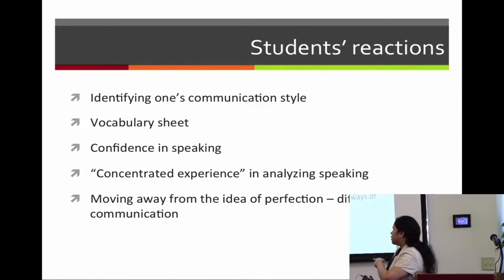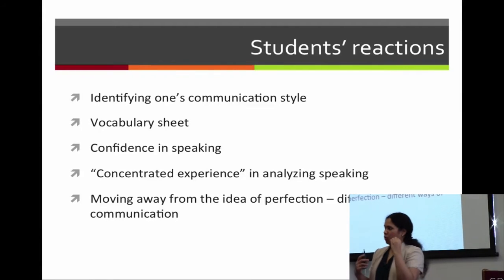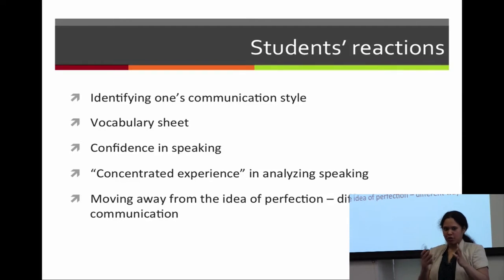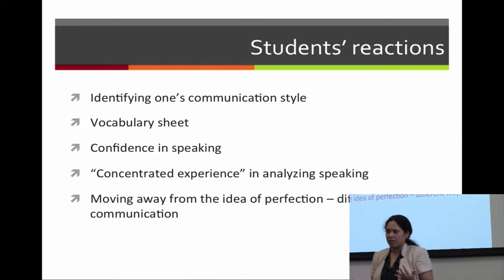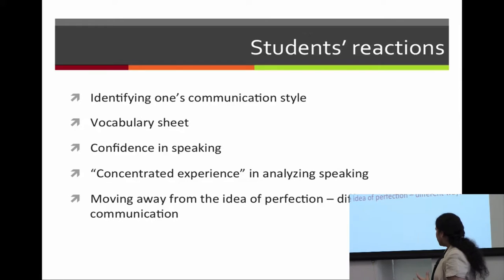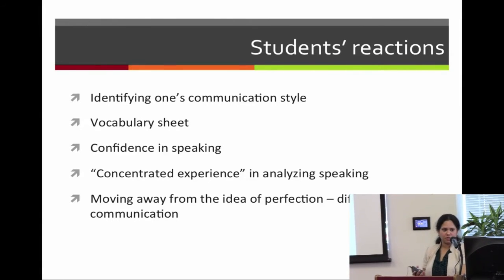And finally, the idea of moving away from perfection, or that idea that there's only one way of communicating something. This was all that we focused on during the first 2 or 3 weeks, this idea that there are several ways of communicating something. It's not like a conjugation rule where there's only one way to do this, but communication works differently. There are several ways of doing it, and if you don't know it, it doesn't mean you give up, but there are always other ways of doing it. So these were the comments of the students.